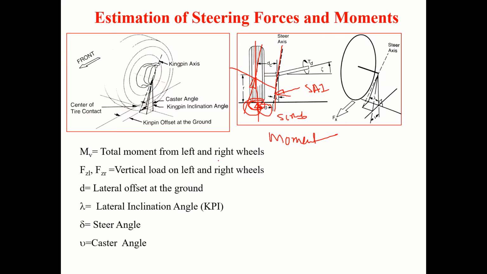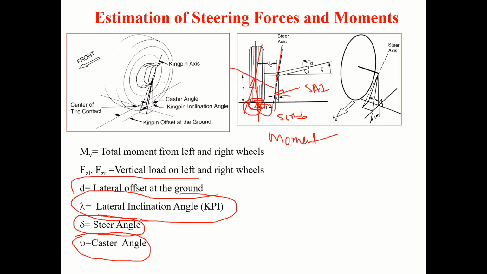Okay, total moment. Now please remember these angles. Nu is the caster angle, delta is the road steer angle, lambda is the kingpin inclination angle, and T is the lateral offset at the ground, what you can call the scrub radius.